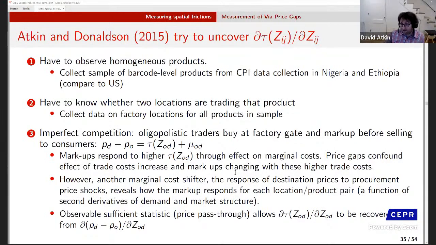And higher trade costs, that's part of the trader's marginal cost. It's one of the two components, along with buying at the factory gate, the price they pay in their marginal costs. And so if we're regressing price gaps on distance, for example, then we're confounding both the fact that trade costs are going up with the fact that markups are also changing with these higher trade costs. And the way we can deal with this is the idea that if we can observe another marginal cost shifter, and we're going to in particular be able to observe the price pass-through rate, which is how the prices in the destination respond when there's a change in the price in the origin.